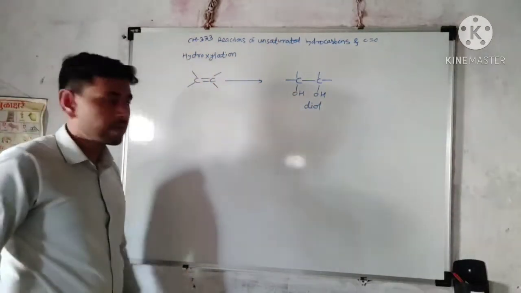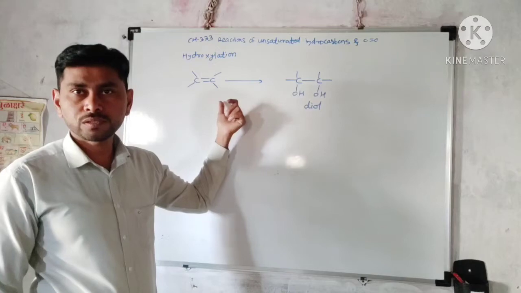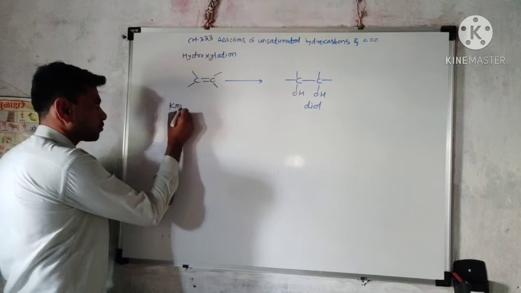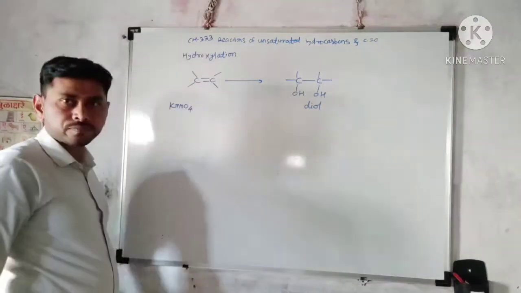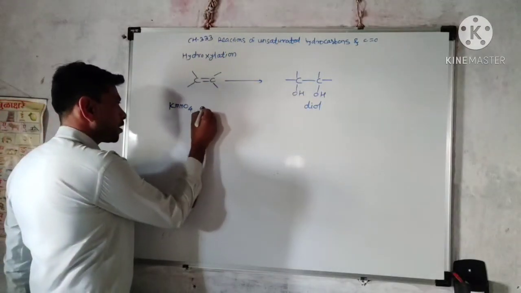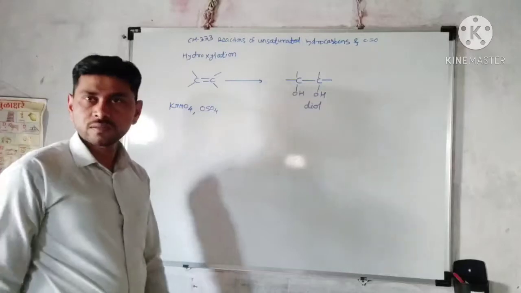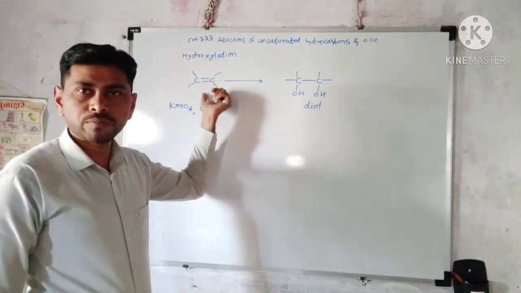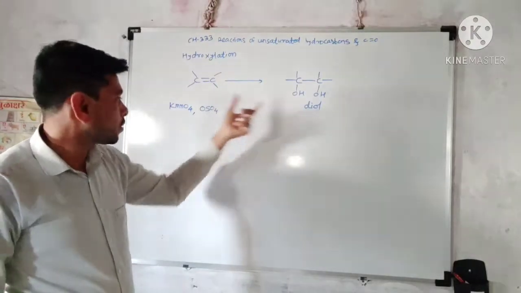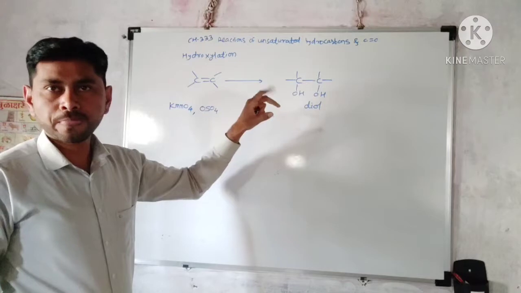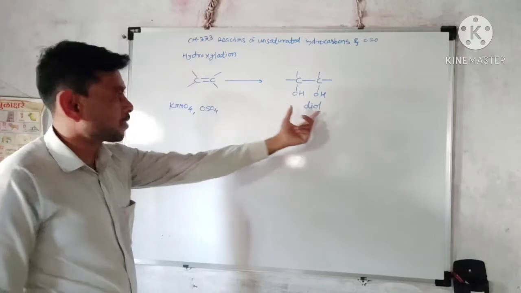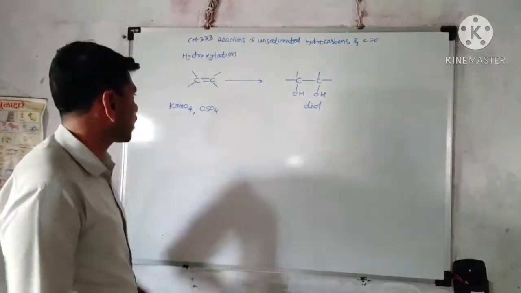Now, which reagents are there? We have to add here to form the diol. So the reagents are KMnO4, which when added to this carbon-carbon double bond gives diol formation. Osmium tetroxide, OsO4, is another reagent which, when added to the carbon-carbon double bond, gives diol formation. These two reagents must be followed by alkaline condition. So alkali must be added in the second step, and we get the formation of diol. So this process is hydroxylation.